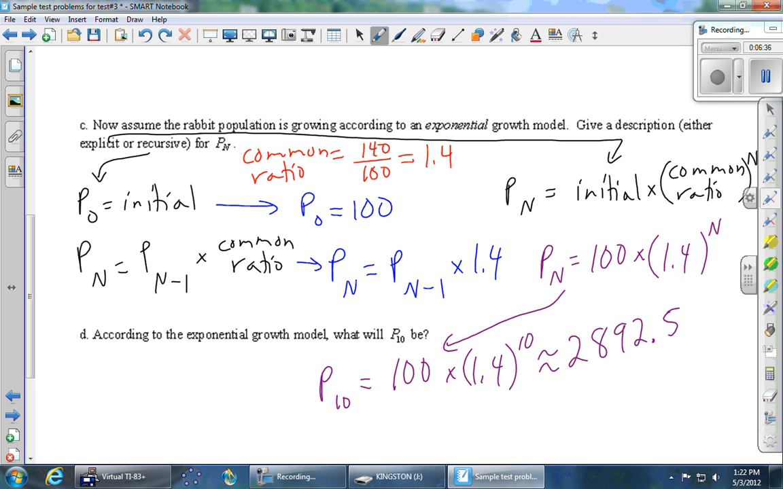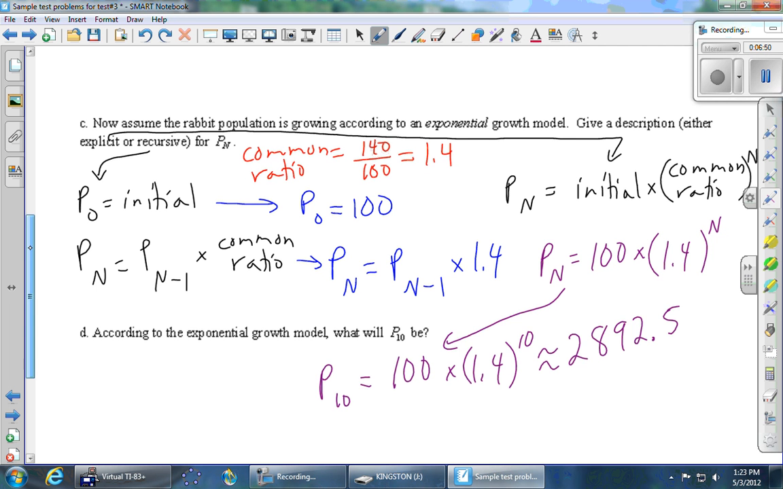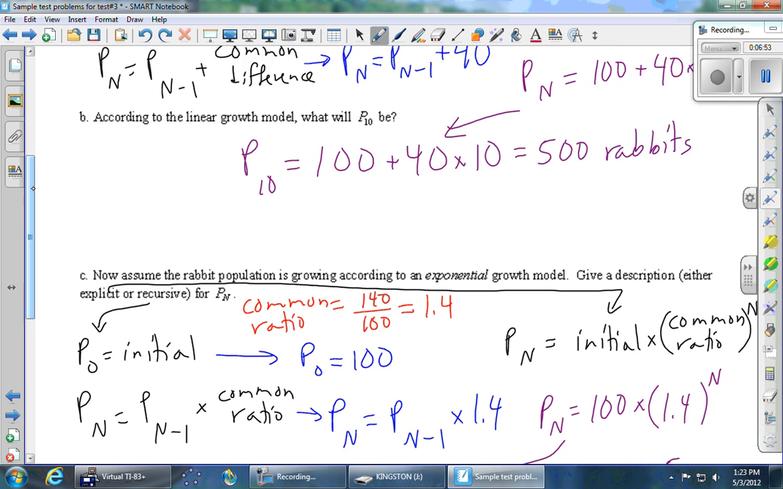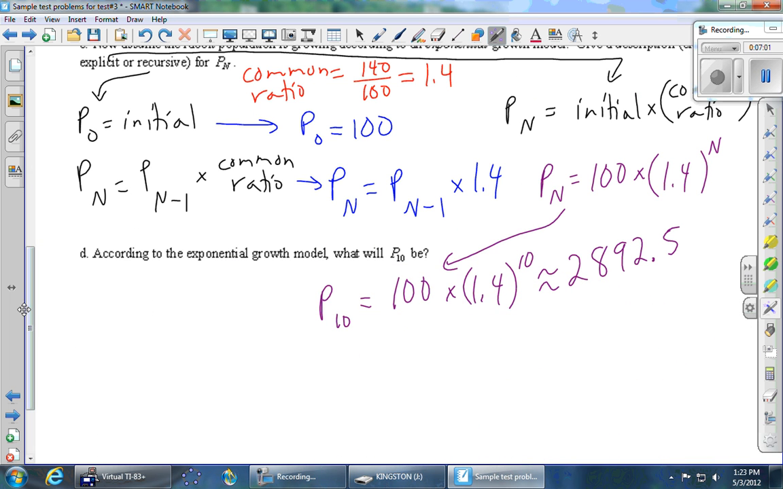So 2 quick observations. It doesn't make sense to have 0.5 of a rabbit. Realize that this model is just an approximation. Probably the first model was just an approximation too. So round it, it's okay. Don't worry about fractional parts of bunnies. And the other observation is take a look at the difference in the linear model, assuming we kept gaining the same number of rabbits every year. We end up with 500 rabbits after 10 years. If instead of gaining the same amount, we figure we gain the same percentage every year, then we end up with almost 3,000 rabbits. And that difference between the 500 and the 3,000 will only get more and more dramatic as this experiment plays out for longer periods of time.